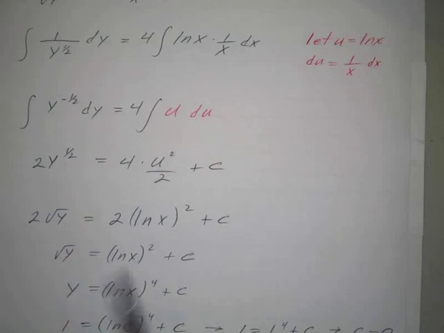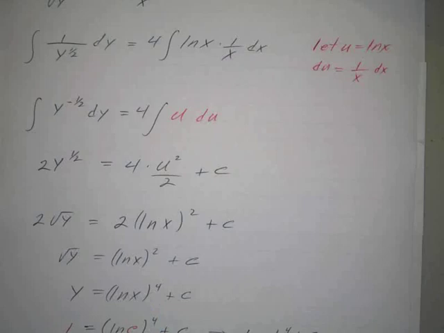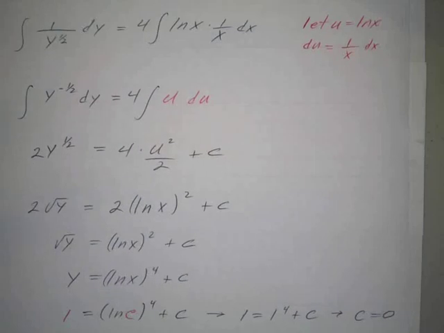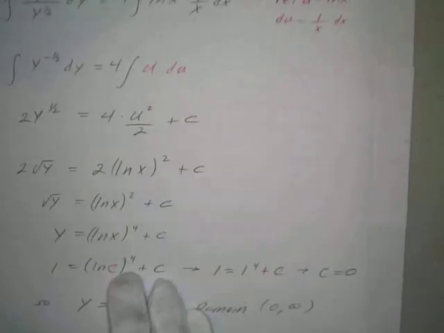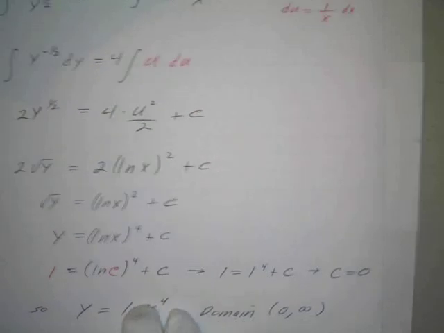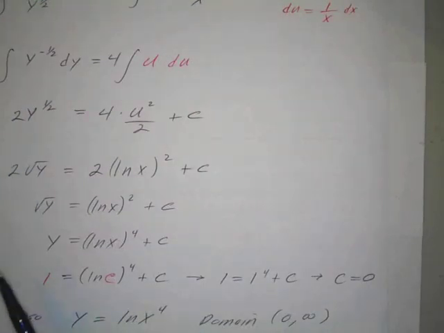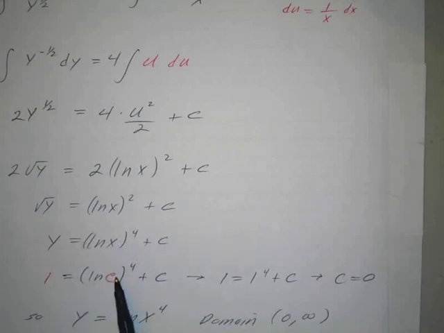So this just becomes y equals, and if I square this, I get the natural log of x to the 4th plus c. Okay? And now we're ready to find out what c is, because we have our conditions, remember, way back up here. Y equals 1 when x equals e, so let's make those substitutions to find out what c is. So I put 1 in for y when x is e plus c. But remember, the natural log of e is just 1, so I've got 1 equals 1 to the 4th plus c. So if I subtract 1 from both sides, it just implies that c equals 0.